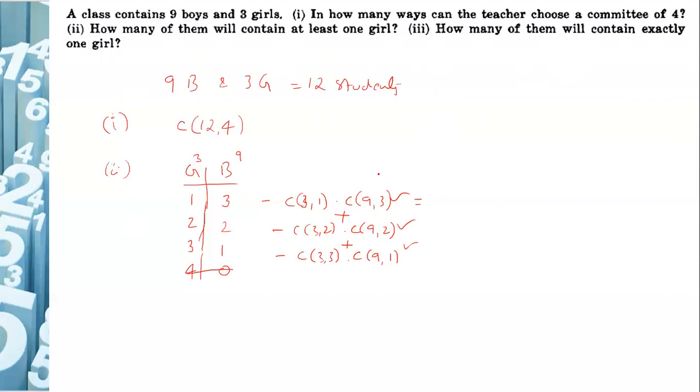This is the second part. And now what about the third one? The third one is how many of them will contain exactly one girl. Obviously, exactly one girl out of 4 means only the first bit.